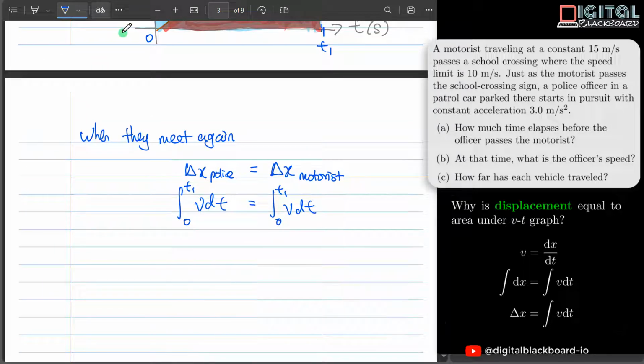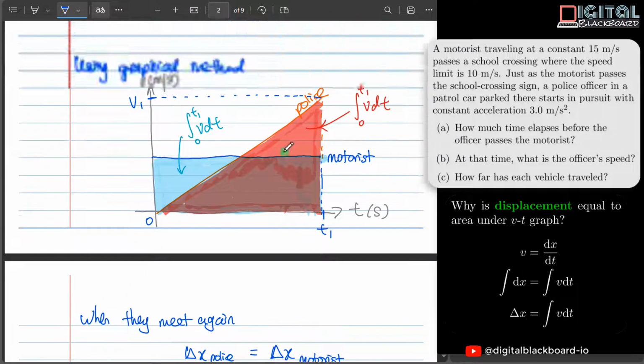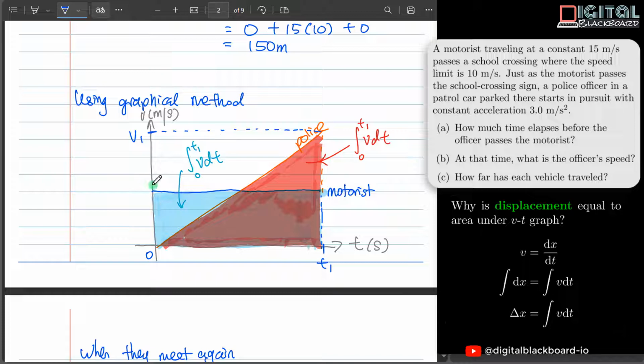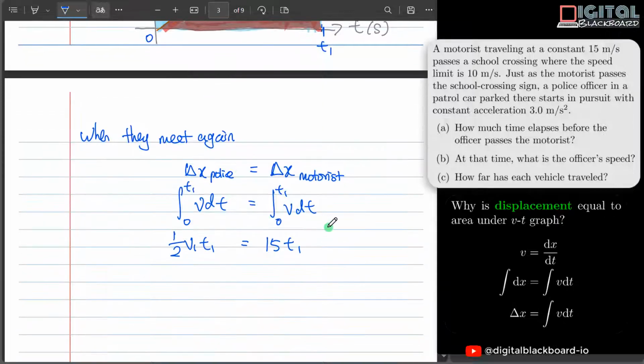So first, for the police officer, it is the area of a triangle, so it's just half v1 times t1. For the motorist, it is the area of a rectangle, which is 15 t1. Why is it 15? Because the motorist has a constant speed of 15 meters per second. So we can just cancel away the t1. That will leave us with v1 equal to 30 meters per second.